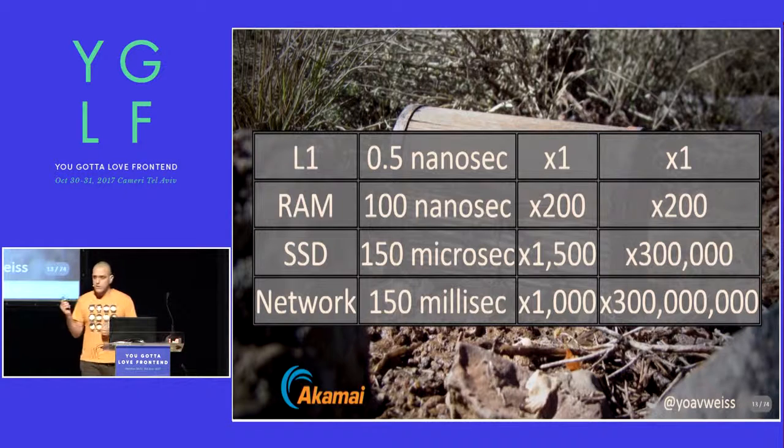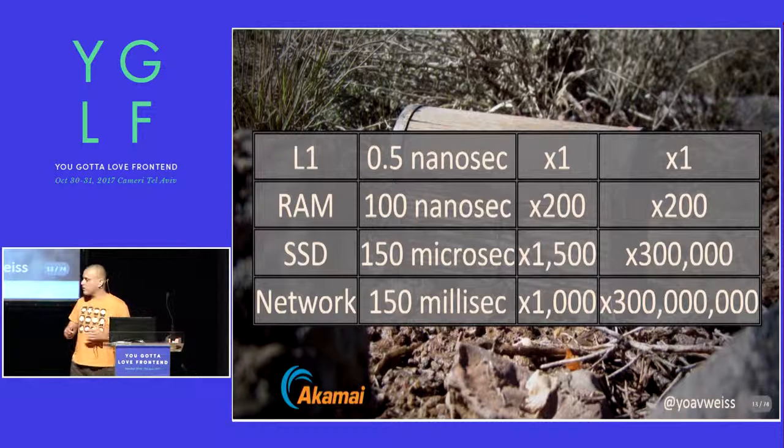An L1 cache hit from the CPU is half a nanosecond, which is fairly fast. Getting that same data from RAM is 200 times slower. Moving to the disk is 1,500 times slower than RAM. And the network is, on average, 1,000 times slower than disk.